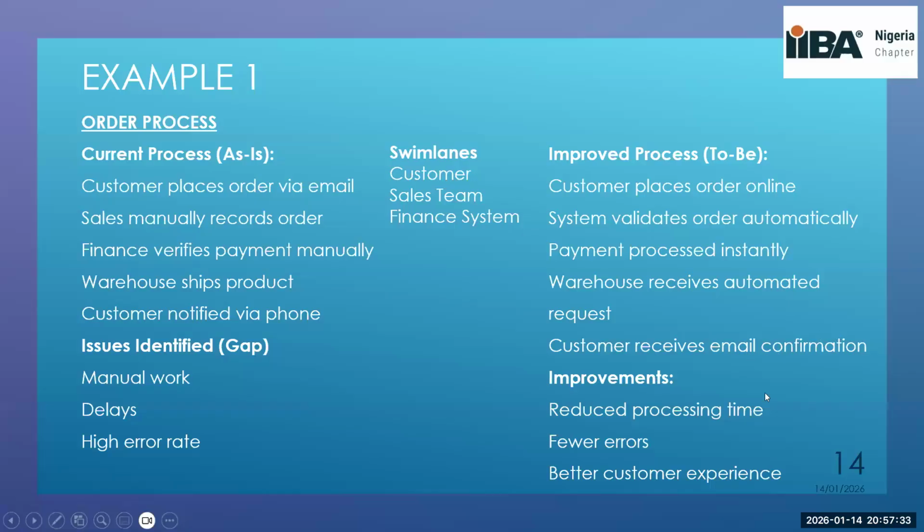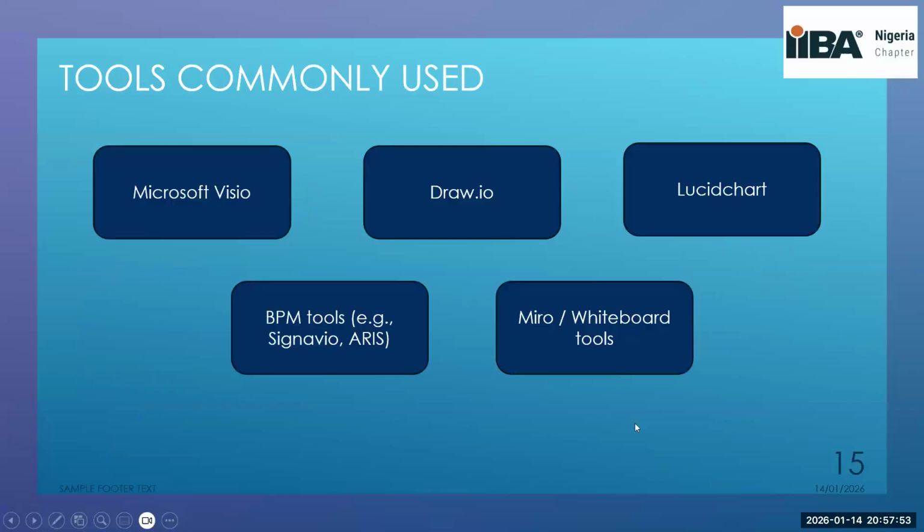confirmation. Now, what have you been able to do? We've been able to reduce our processing time, fewer errors. If they were having maybe 100 errors in how many orders, then it's been reduced drastically. Then better customer experience, because it's going to reduce your customer complaints.